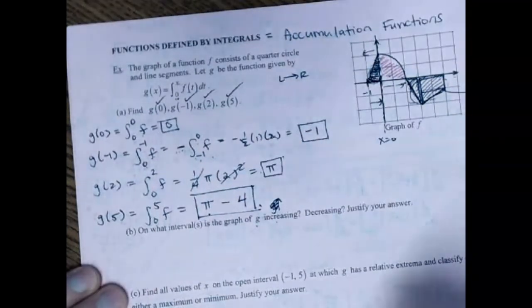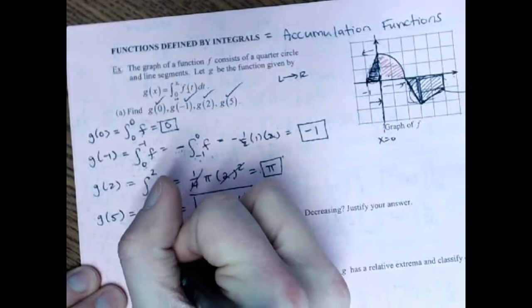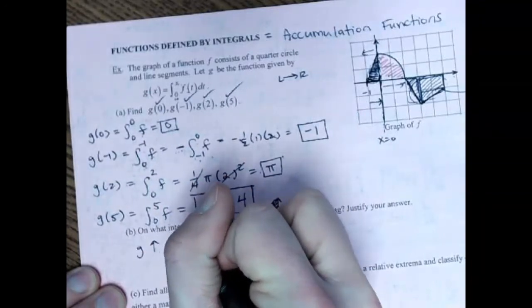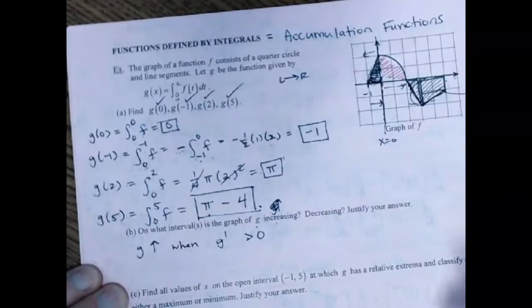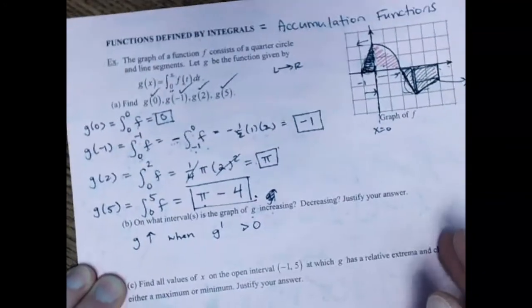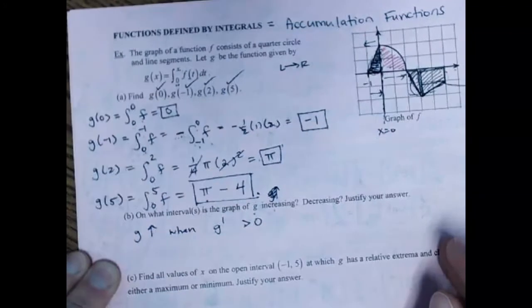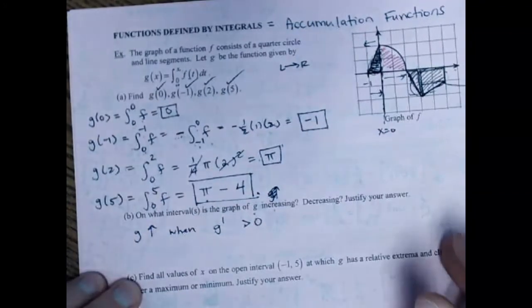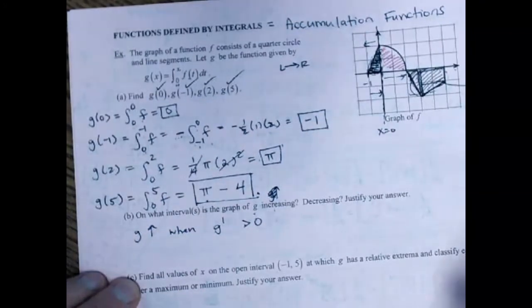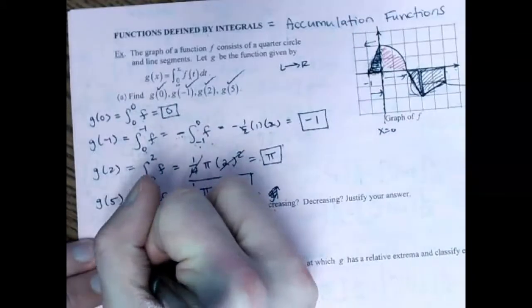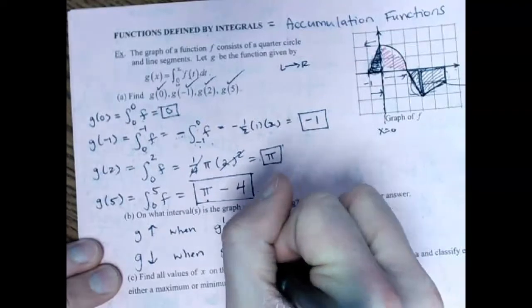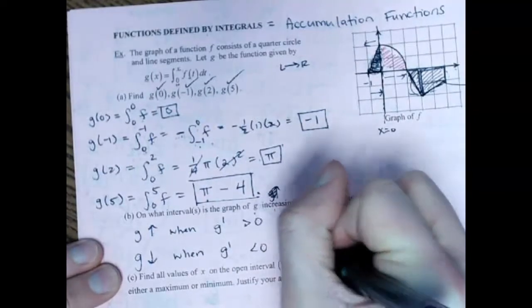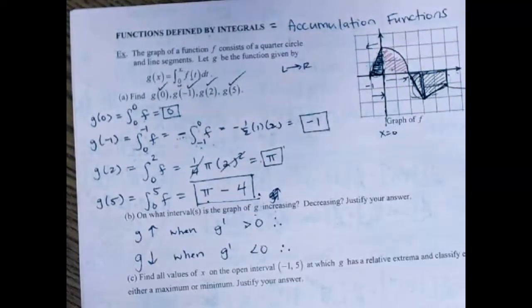Okay, so g would be increasing when g prime is positive. That's what it means for something. Let me fix it. G would be increasing when g prime is positive. We know that. And g would be decreasing when g prime is negative. We know that, right? That's the very basic definition of increasing and decreasing, right?